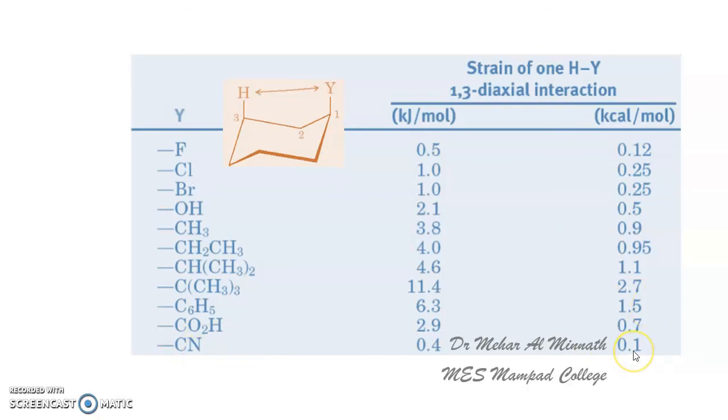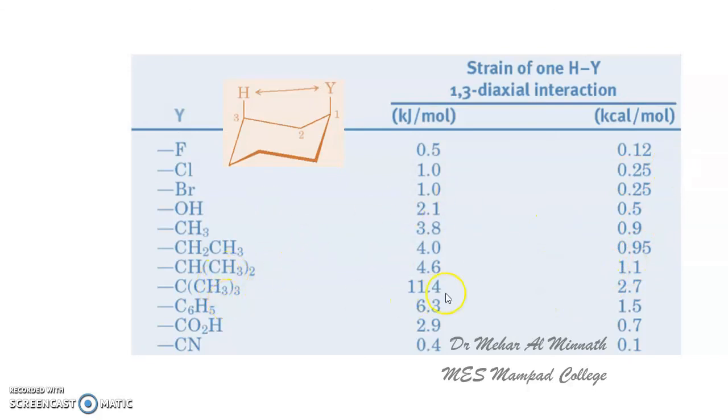See, the cyano group is only 0.1, the least one in this list. And then comes fluorine, 0.12. They are all small groups, so they are not going to interact much with the axial hydrogen. So when you compare the axial conformations of the various compounds, fluorocyclohexane will be more stable than bromocyclohexane or, I'm sorry, hydroxycyclohexane, etc.